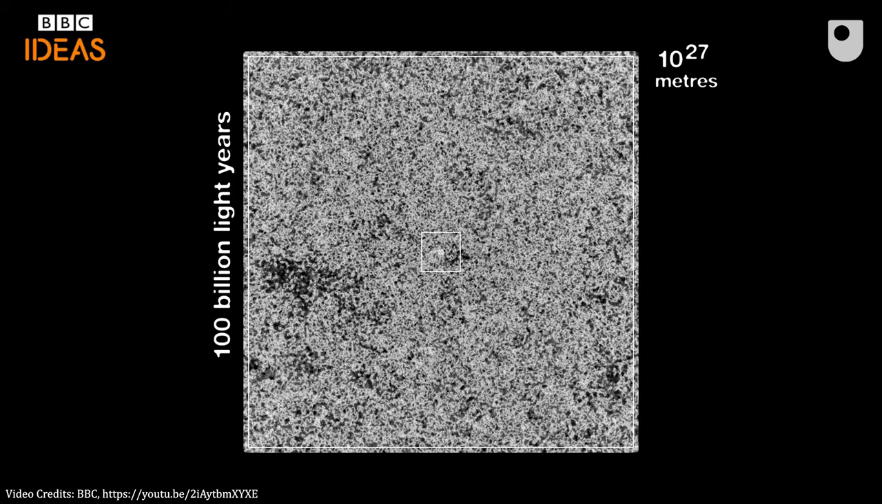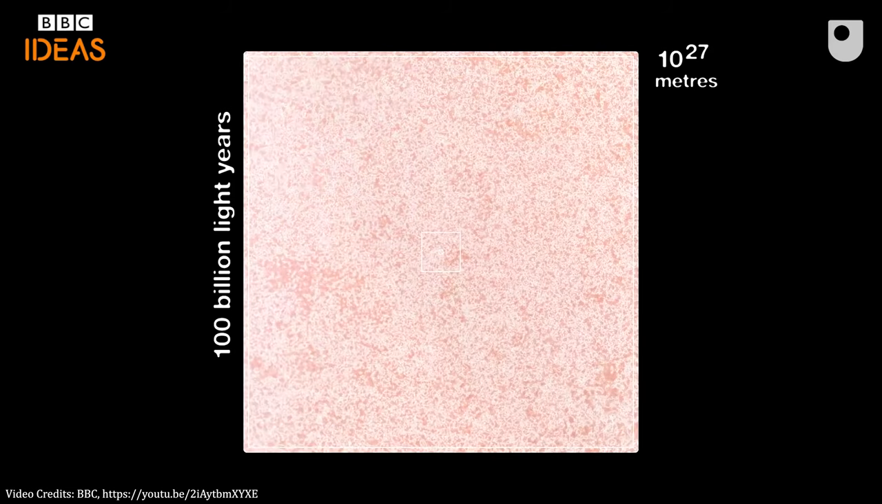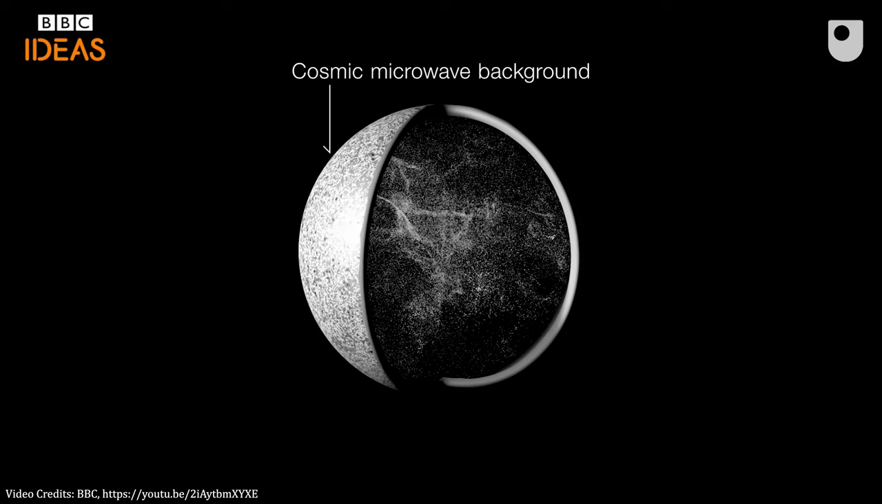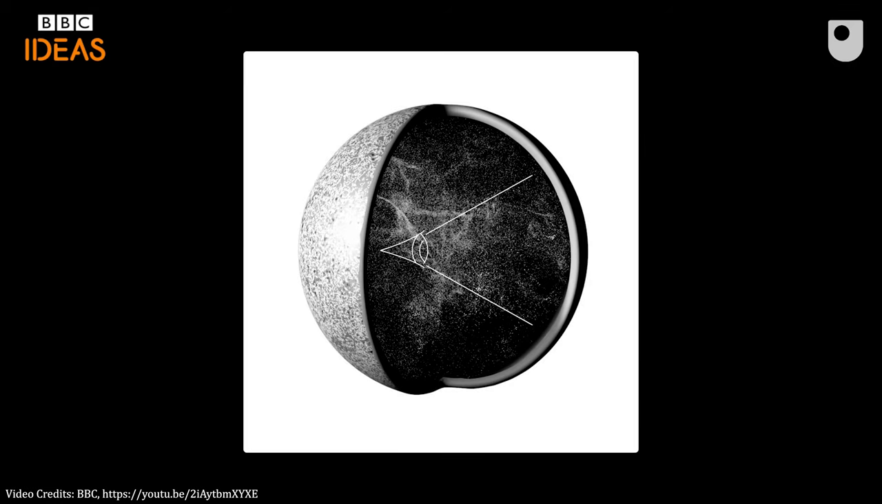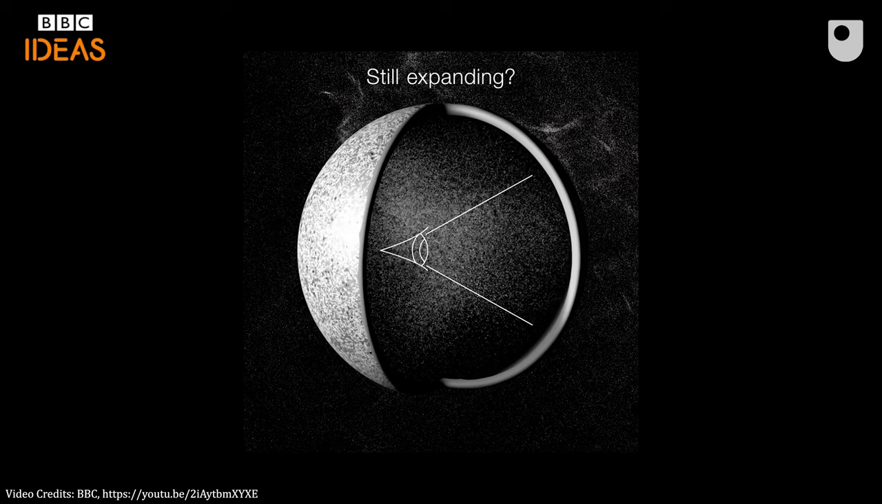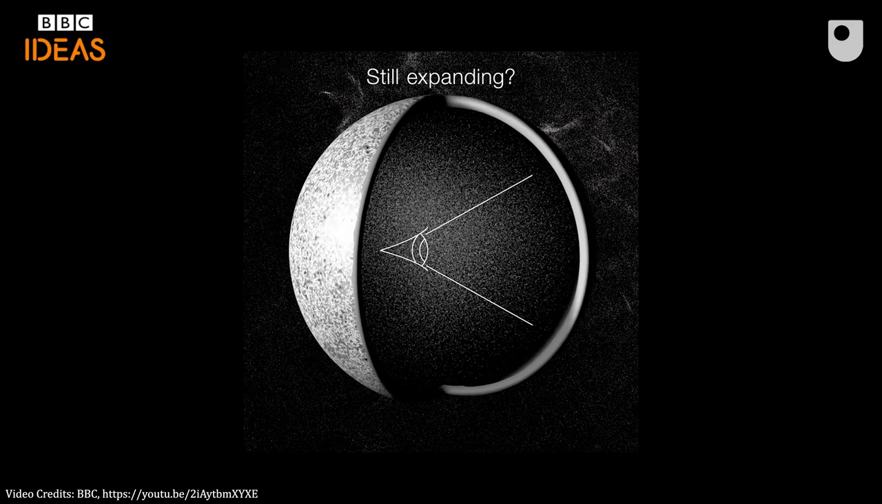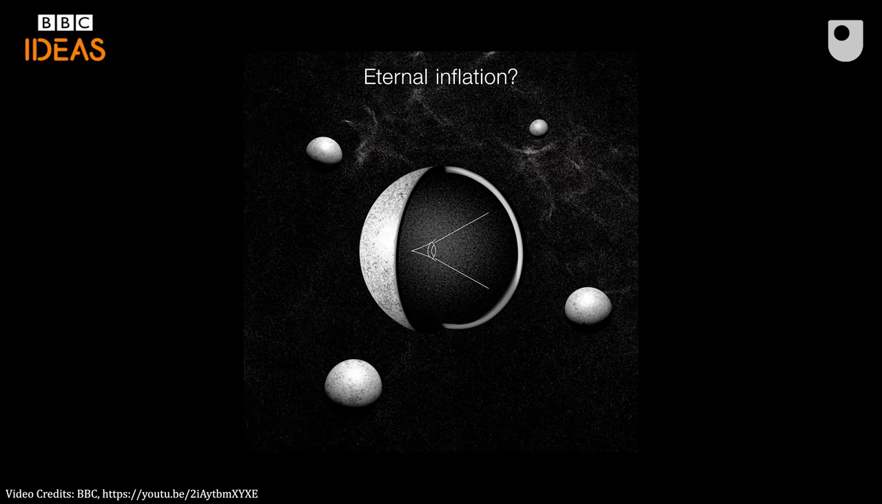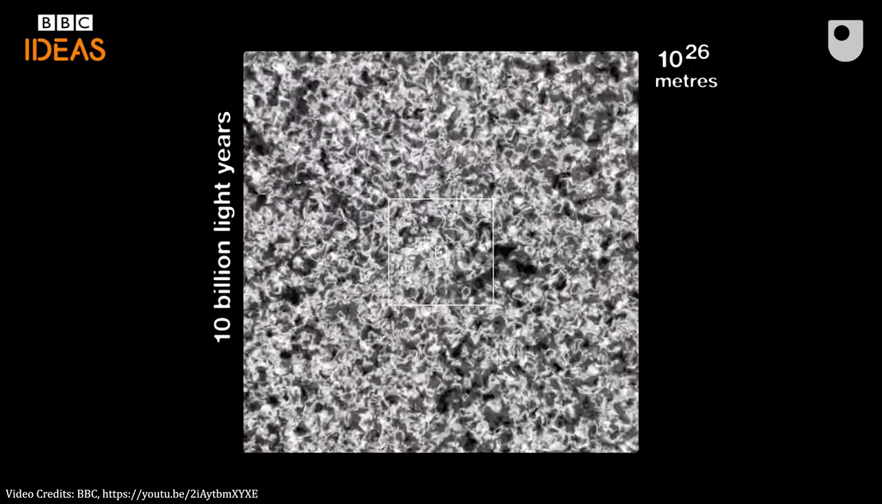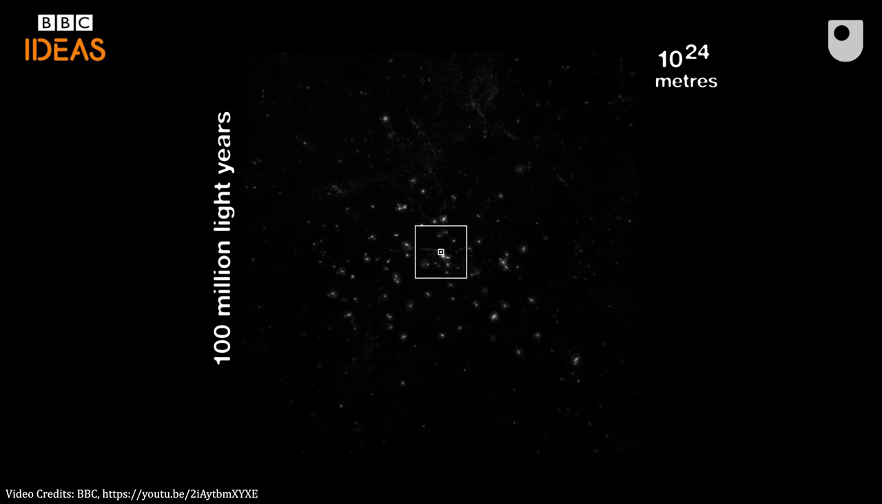10 to the 27 meters, 1 followed by 27 zeros. Beyond this point, the nature of the universe is truly uncharted and debated. This light was emitted around 380,000 years after the Big Bang. Before this time, the universe was so hot that it was not transparent to light. Is there simply more universe out there yet to be revealed? Or is this region still expanding, generating more universe, or even other universes with different physical properties to our own? How will our understanding of the universe have changed by 2077?